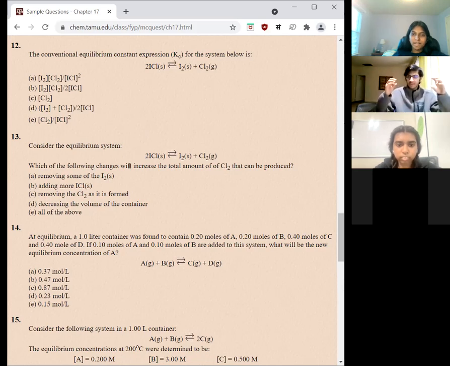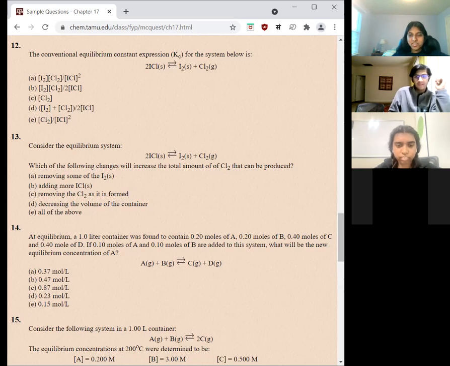So that wouldn't work, because decreasing the volume will make the reaction shift to the left, right? Because once you've decreased the volume, you go towards the left. And everything else seems like it would go to the right. Right?